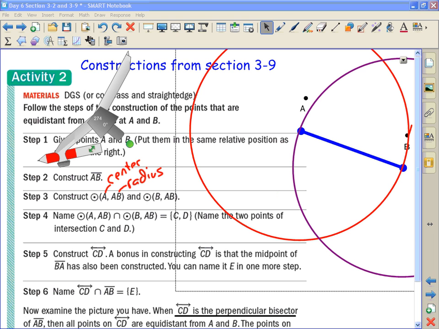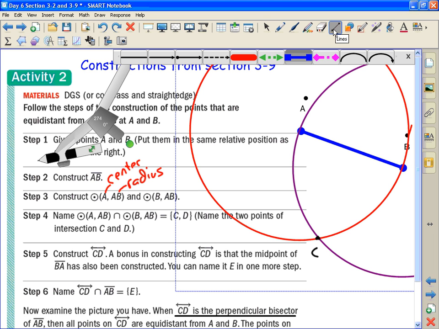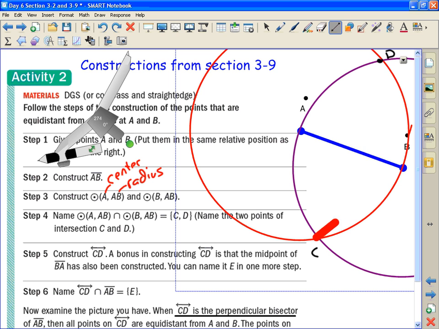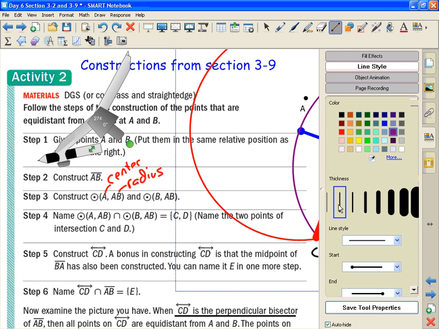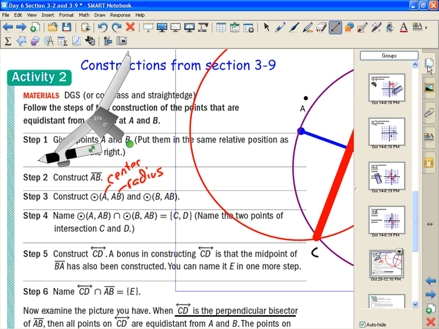I'm going to label those 2 points. Point C and D. Does not matter which one is which. I'm going to do C below and D above. What I'm then going to do is construct a line, CD. Take your straight edge, connect the line between them. There's my line.